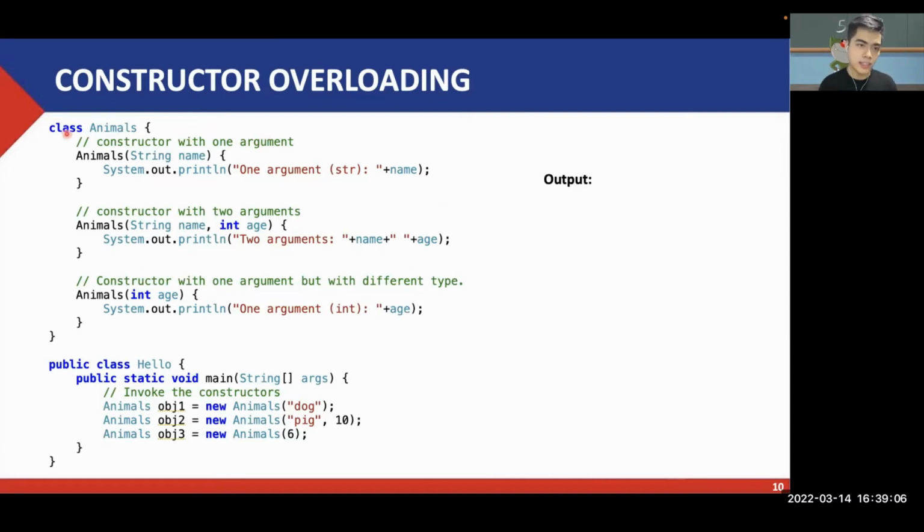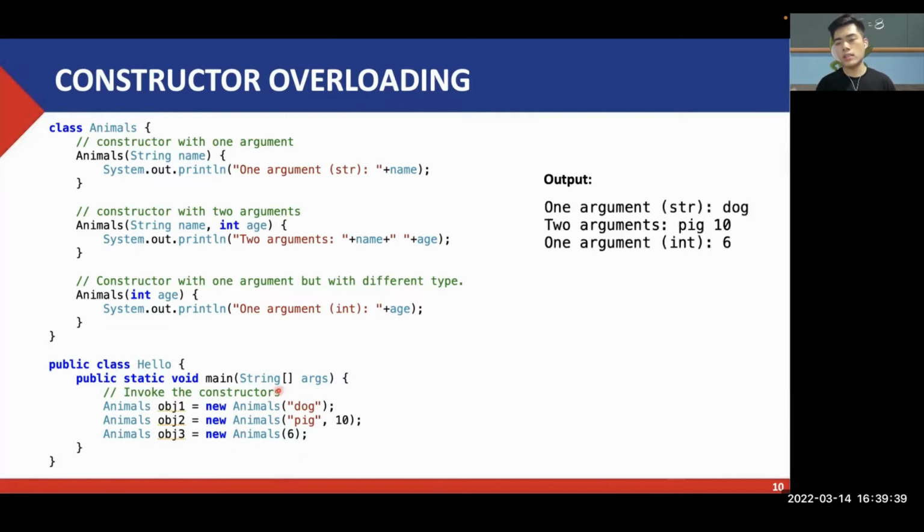As you can see, this class Animal has three different constructors. The first one is a constructor with one string argument. The second one is a constructor with two arguments, string and integer. And the third one is a constructor with one argument of a different type, integer, different from the first one. So I have three objects invoking three different constructors of the class Animal. And the output you can see on the screen is totally different based on the different constructors.